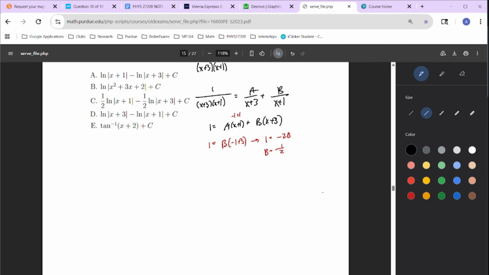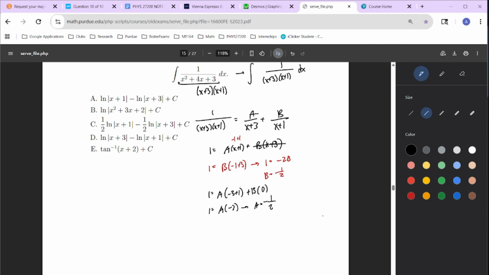I can do the same thing for a. 1 is equal to, I can plug in -3 here to cancel out the b term. Then I get a multiplied by -3 plus 1, and then plus b multiplied by 0. That means that 1 is equal to a times -2. That means that a is likewise equal to -1/2. That means that we've pretty much solved these two. Oh, good catch here. This is 1 is equal to 2b. That means that b is equal to +1/2 and a is equal to -1/2.